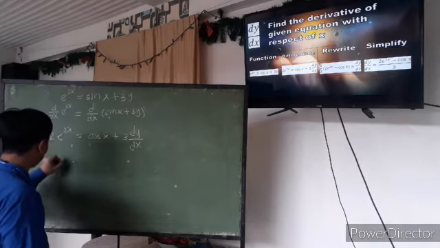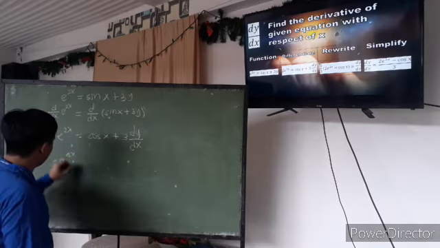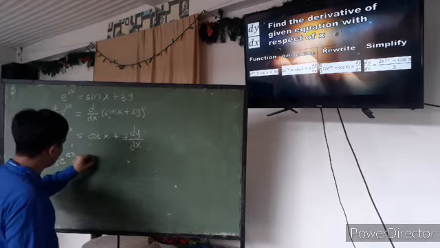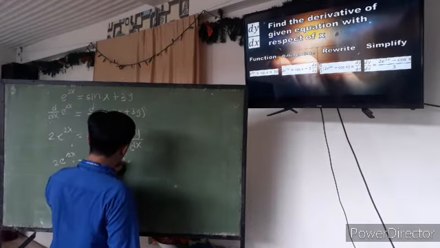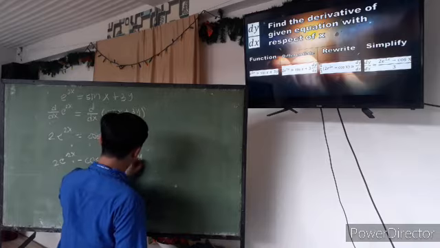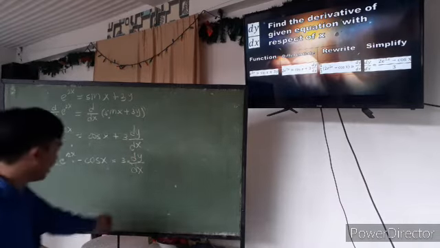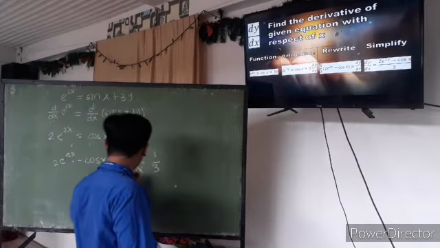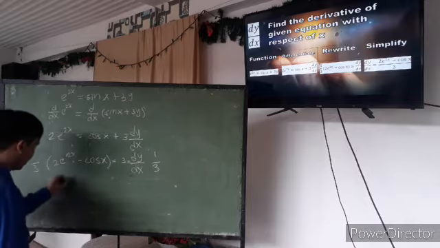Na nandun sa PowerPoint, 2 e raised to 2x minus cos x, then of 3 of derivative of y. Then, divide the 3, both sides, 1 over 3. Then, this one is 1 over 3.